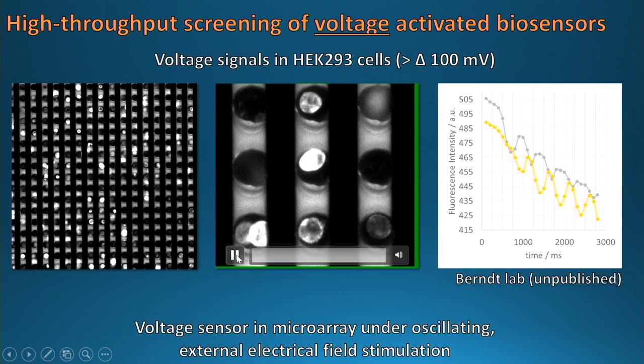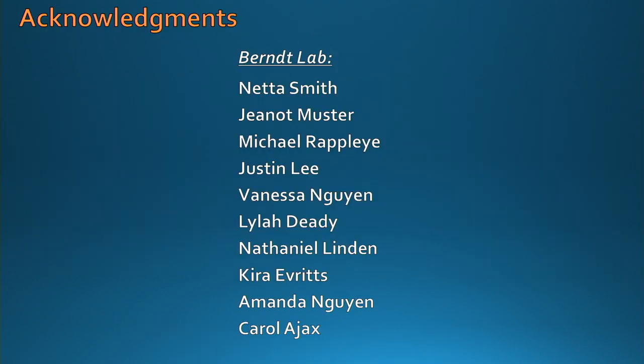And according to our titration curves, the changes in fluorescence that we see here correspond to changes in the membrane potential of 100 millivolts, which is perfect to screen for voltage sensors that can detect action potentials. So we will continue optimizing these tools, and with that, I want to thank the members of my lab, who put in all the hard work, and I want to thank you for your attention.